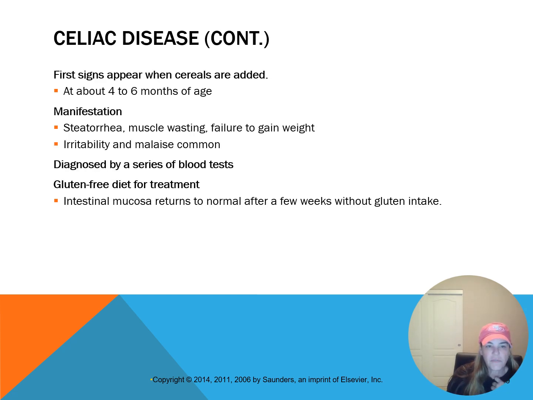So first signs of celiac disease will occur at about 4 to 6 months of age. Manifestations will include fatty stools, muscle wasting, failure to gain weight, irritability, and just fatigue and malaise. So how does that look in an infant? It means that they're just not very vigorous. They're very lethargic. It's diagnosed by blood tests, and basically the treatment for this disease is a gluten-free diet.